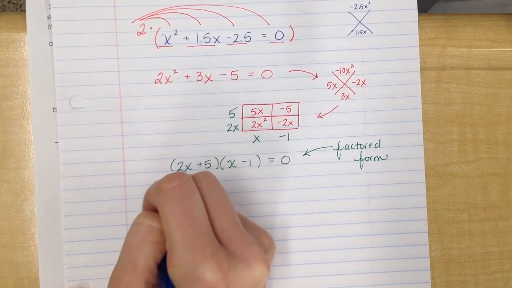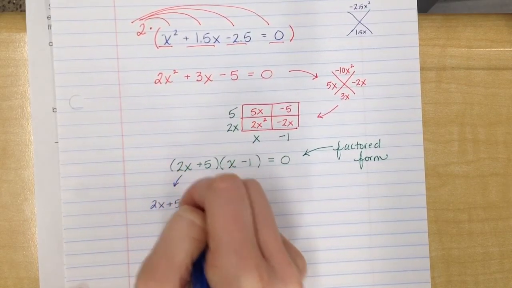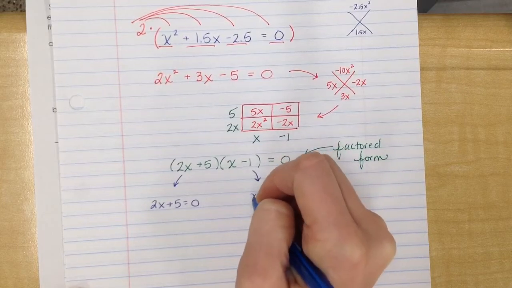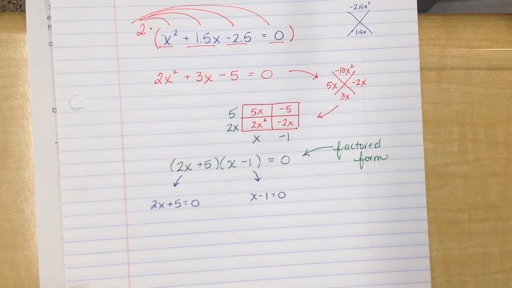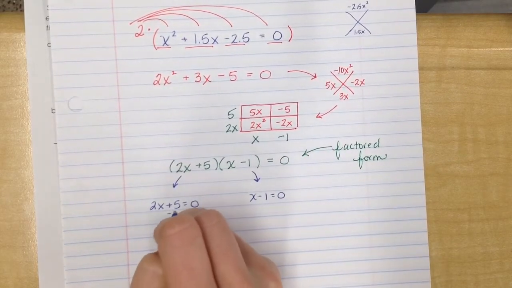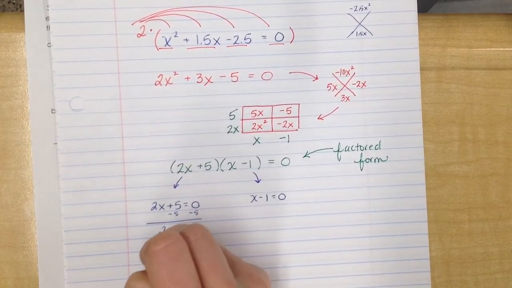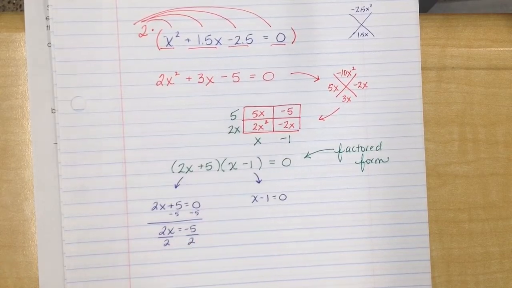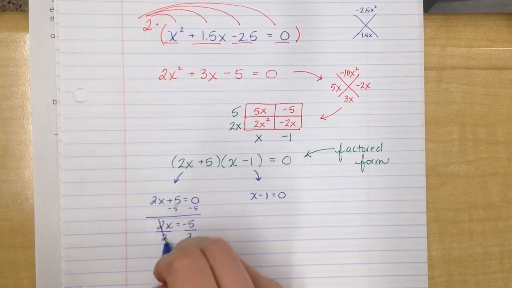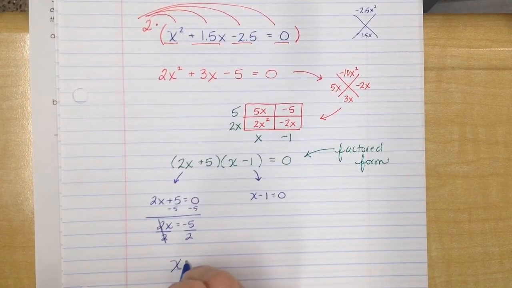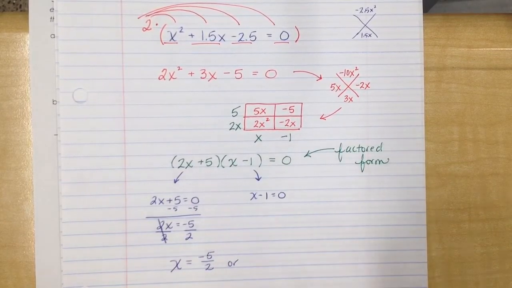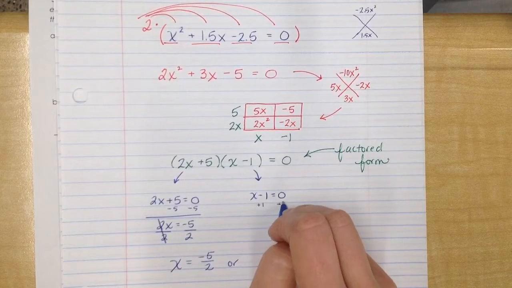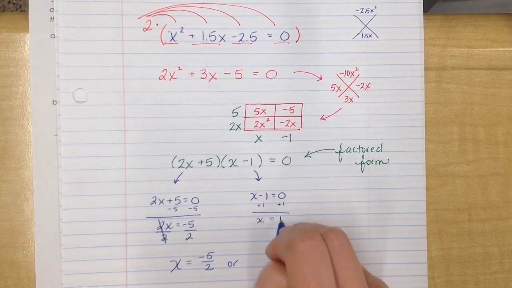We have 2x plus 5 equal to 0. And we've got x minus 1 equals 0. Subtract this 5 from both sides. 2x equals negative 5. Divide by 2, and anything divided by itself is 1. So we got x equals negative 5 halves. Or what's our other option? We're going to add 1, and bam, we're done.